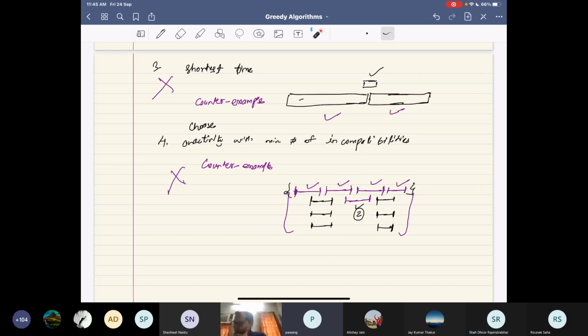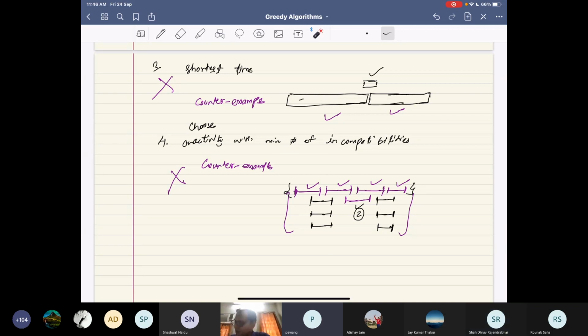And as soon as I choose this, I can't get an optimal solution. I have to choose this, this, and this, or something like that. So maybe this, and this. At most I can choose 3 with greedy. But my optimal solution has 4. That means my greedy choice is giving me a non-optimal solution, and that's why it is a counterexample.